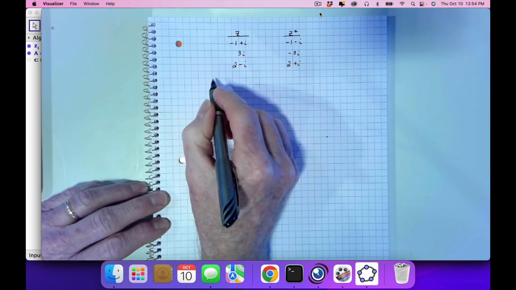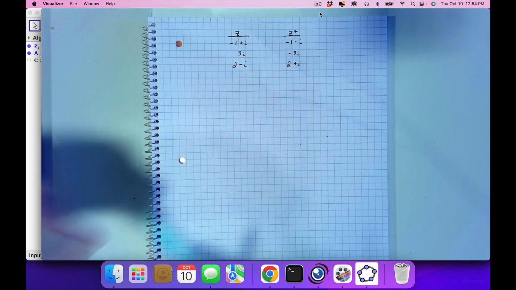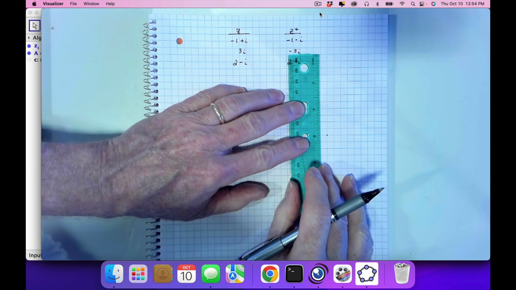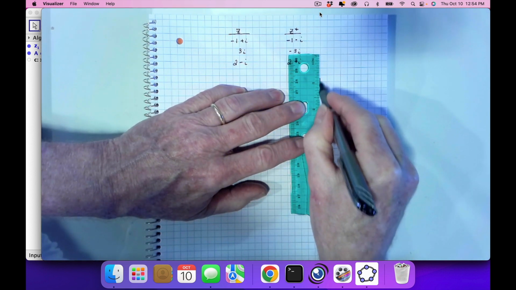Now also, when we're dealing with a complex number, let's draw another complex plane over here real quickly.